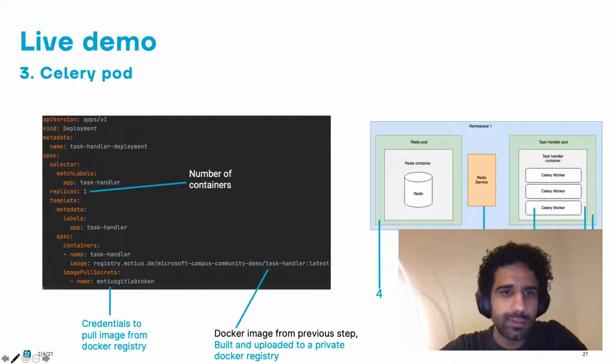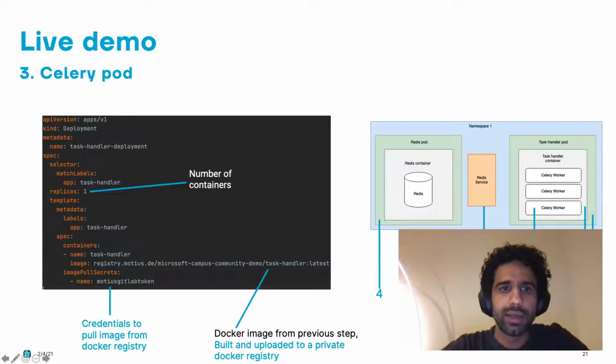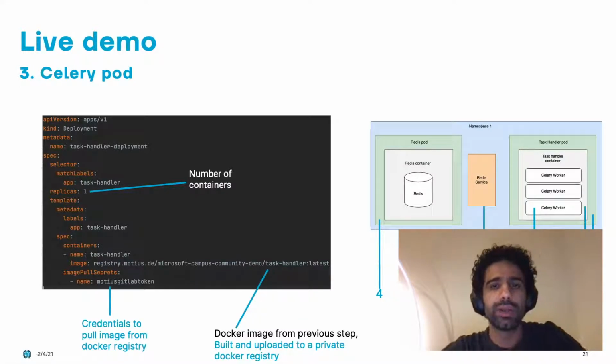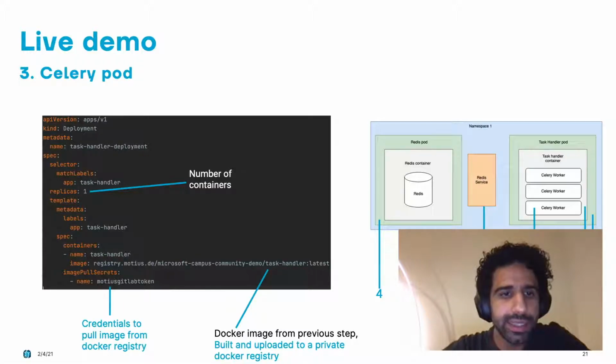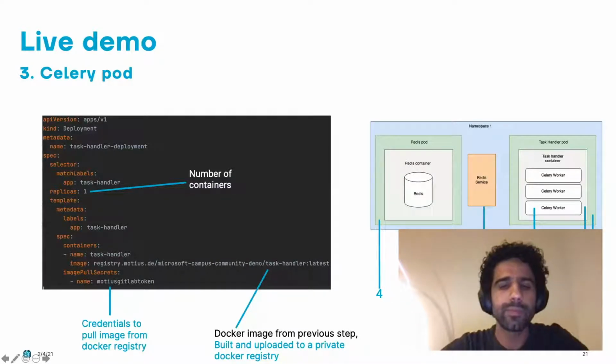Then there's a bunch of stuff like tags. So you can have labels on your pods, and that's what's in here. But the important stuff is labeled here below. In the deployment, in the pod, we want to run a specific Docker image. And that's linked here in the third last row. As you can see, it's registry.motius.de/xyz/task handler latest.